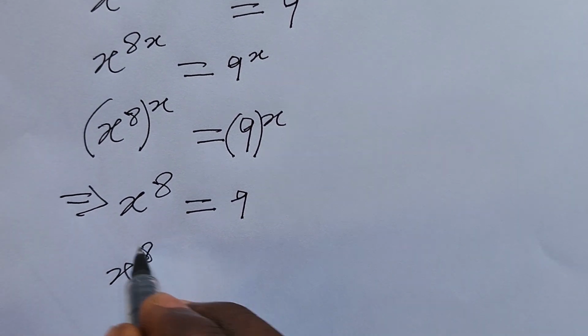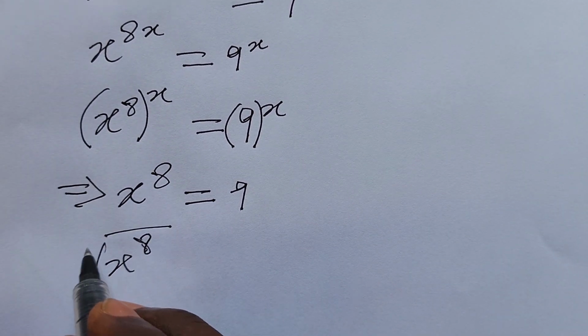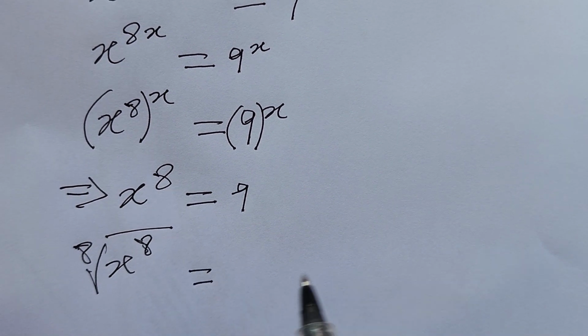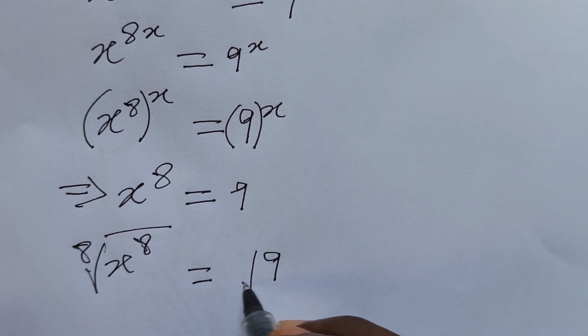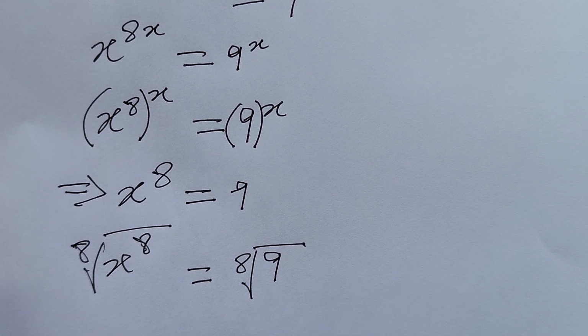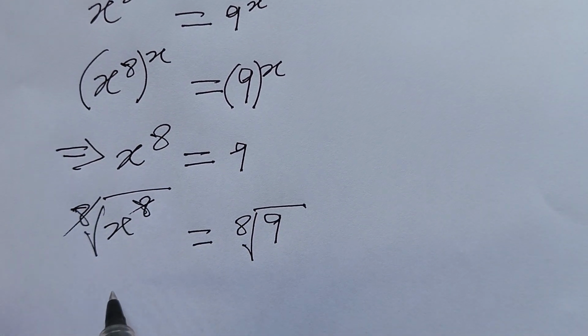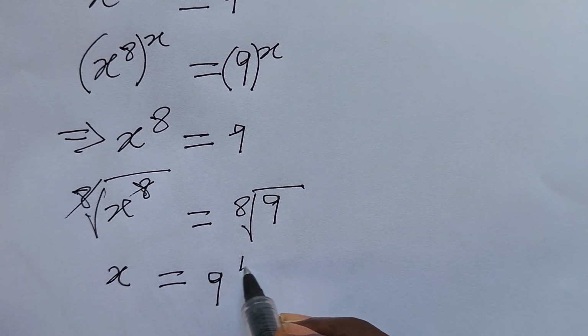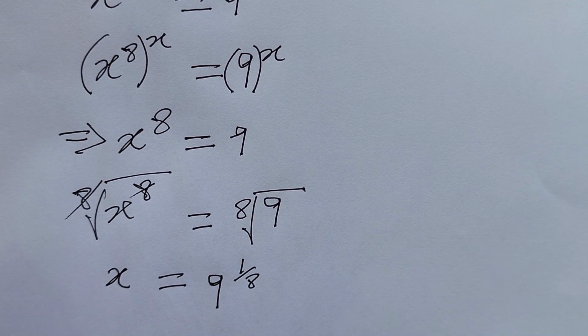So we have here x to the power of 8. Then taking the 8th root, we have 8 here. This is equal to 9. Also take the 8th root. We have 8 here. So from here, what happened? This will go with this. So we now have our x will now be equal to 9 to the power of 1 all over 8. Easy, right? Now, are we to apply the plus minus sign here? Yeah, we ought to apply the plus minus sign here. Let's do away with that.